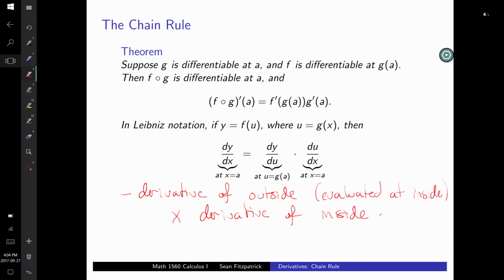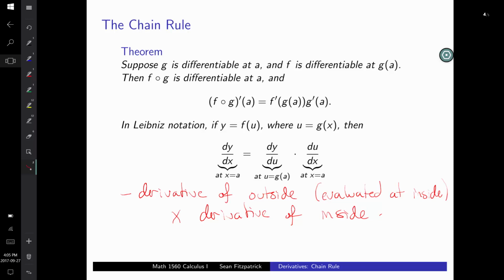The two most common mistakes that people make with the chain rule: one is probably just forgetting that second derivative altogether. That's probably the most common mistake. The second most common mistake is you'll find some people who take this derivative and put it inside here. Rather than having g of a inside, you'll see f prime evaluated at g prime. But that's not what we want.